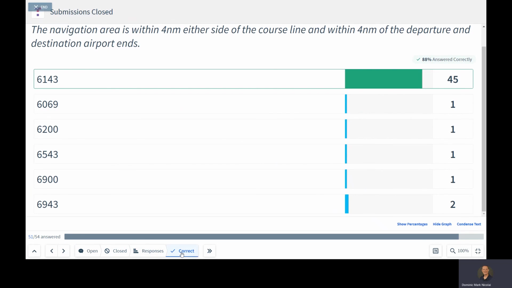All right, 6,143 feet. That is the highest obstacle. That's within 4 nautical miles of the center line, 4 nautical miles of the end.